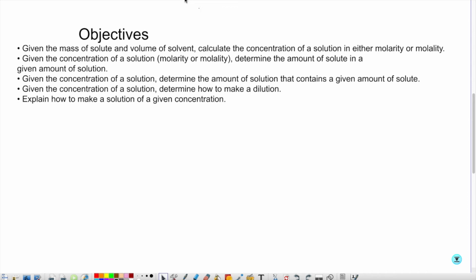Today is all about concentration. So here are our objectives today. You'll notice that they all involve concentration of solution. So what is the concentration of a solution?